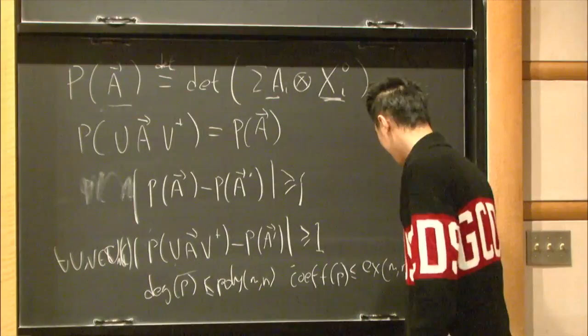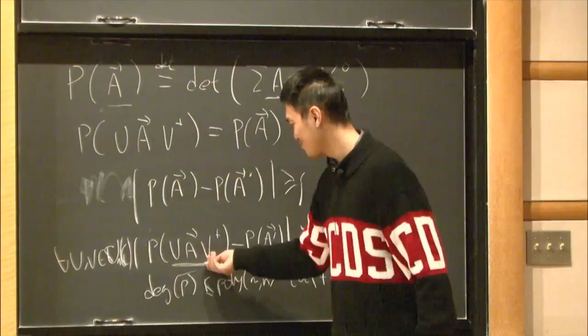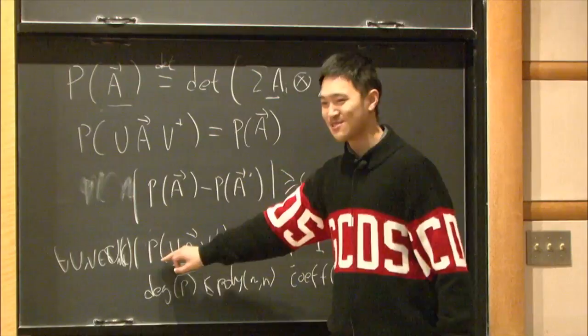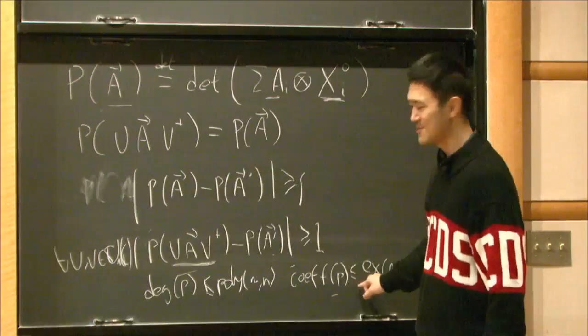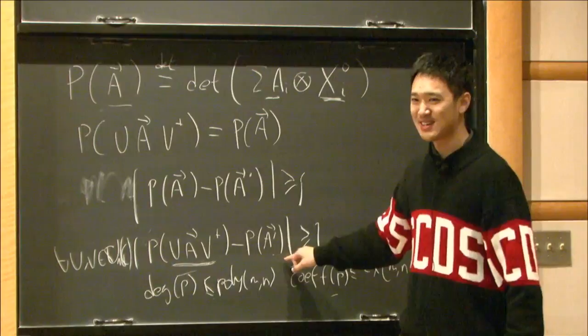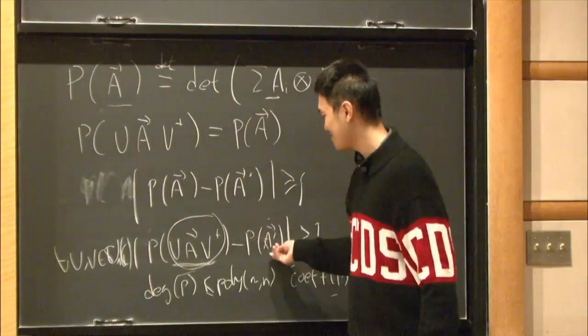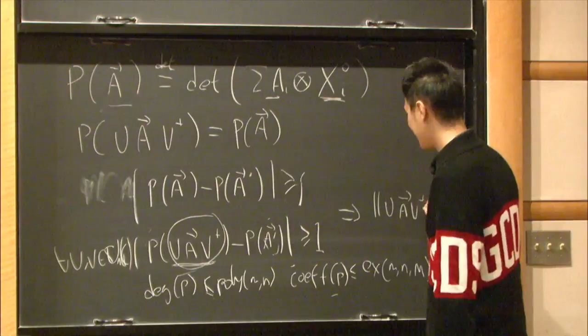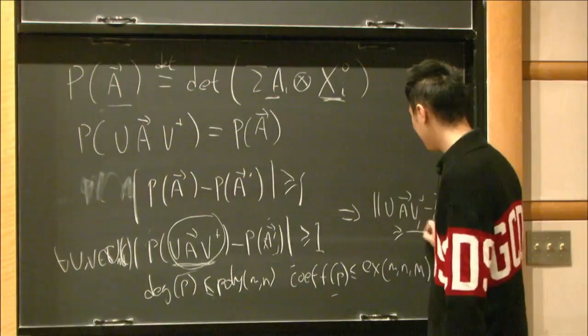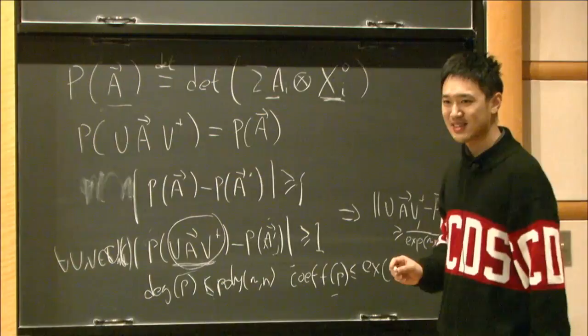And this means that these two matrices cannot be too close. If they are too close and you put a polynomial on them, then they cannot be too far away. Let's say they are double exponentially close, but you put a polynomial of bounded degree and exponential coefficients, then they should still be double exponentially close. So originally these two matrices must be at least inverse exponentially far away. So this implies that this is bigger or equal to some inverse exponential in m and n, for every unitary U and V dagger, which proves this claim.